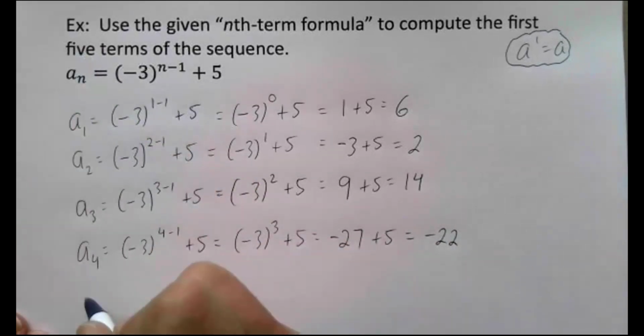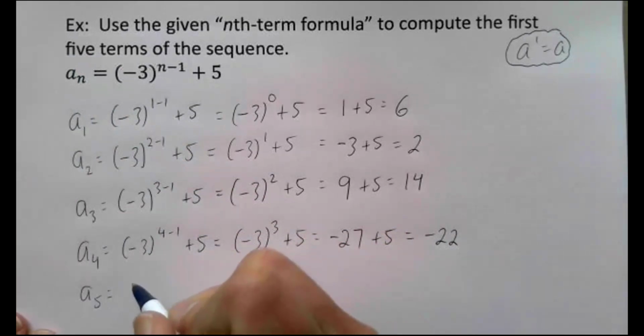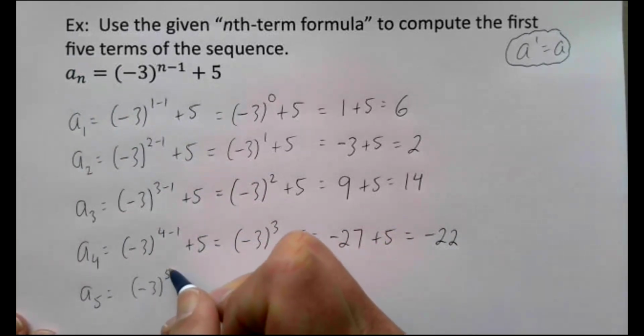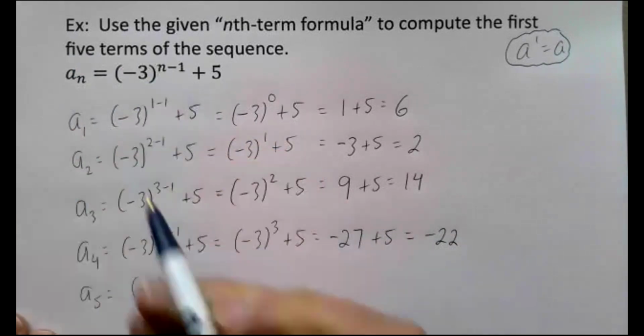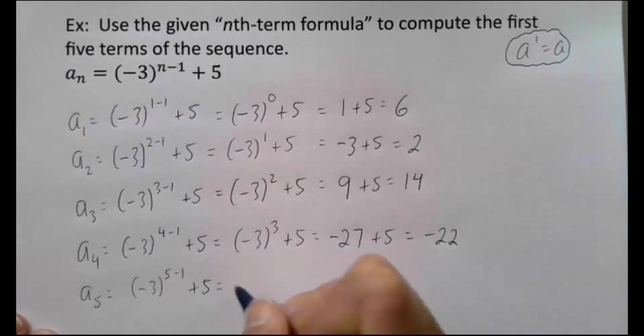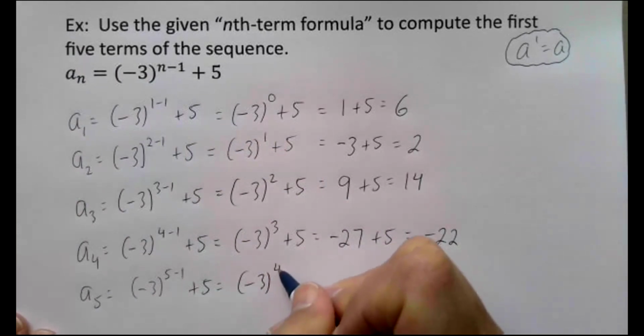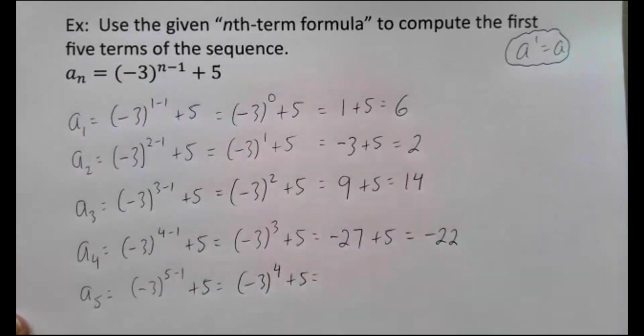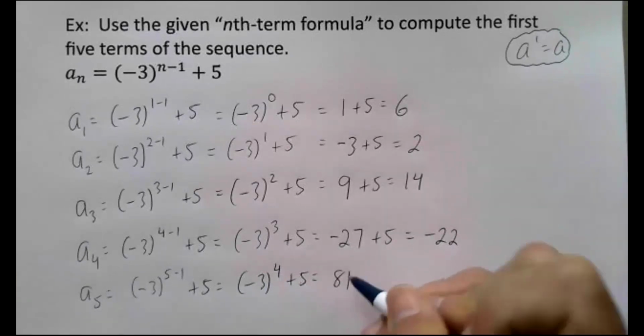They wanted us to find the first 5 terms of the sequence. So for the last part of this problem, we're going to put a 5 right there, and right there. 5 minus 1 is 4. This means negative 3 times negative 3 times negative 3 times negative 3 again. That's going to be a positive answer. Negative times negative times negative times negative is going to end up positive. Anytime you're multiplying a negative by itself an even number of times, you're going to get a positive answer. That should be an 81.